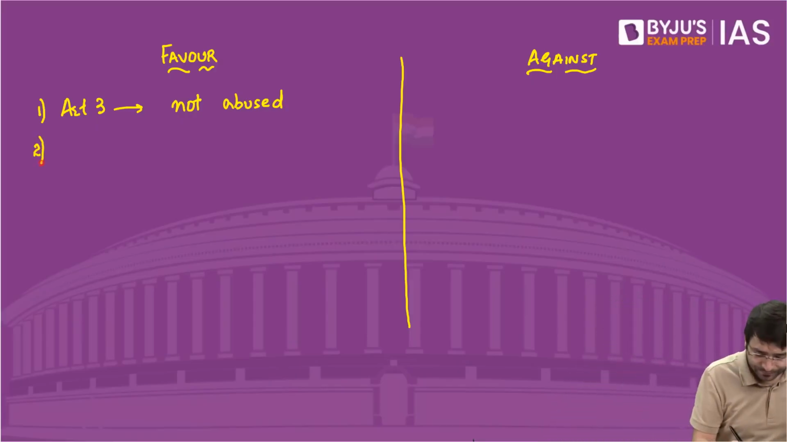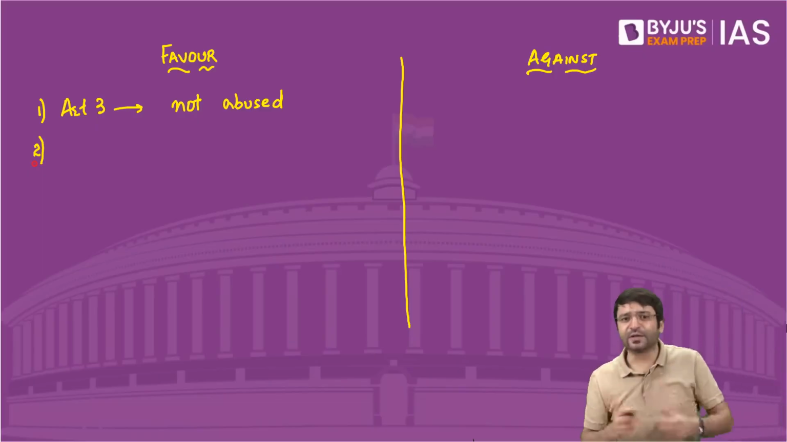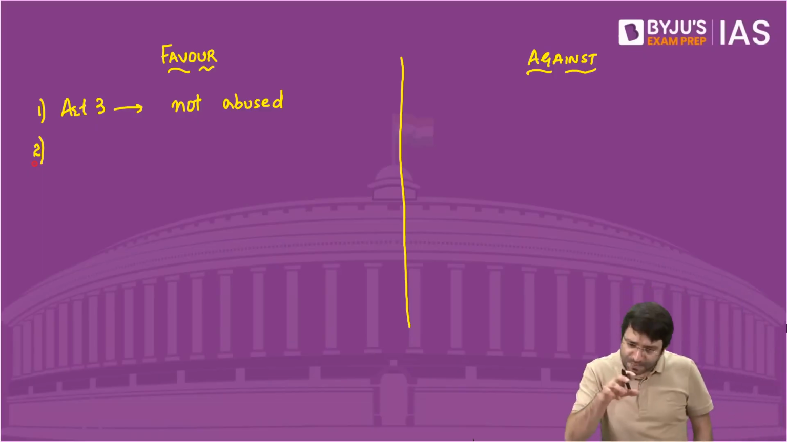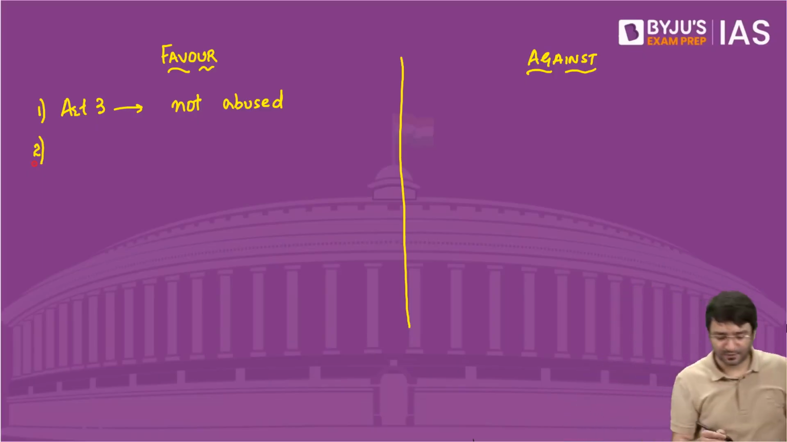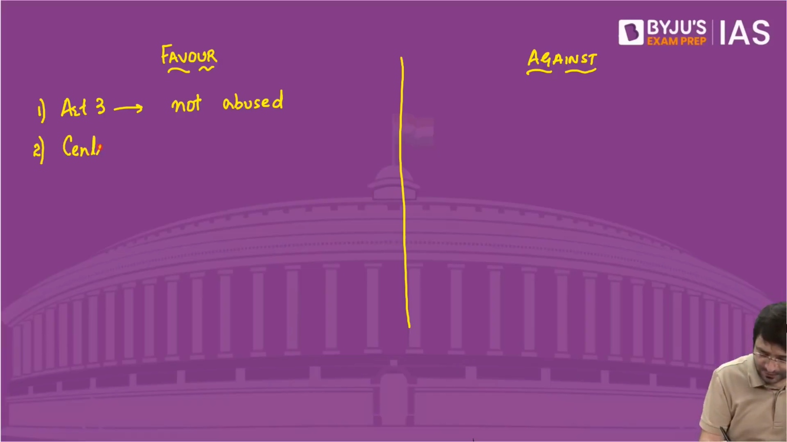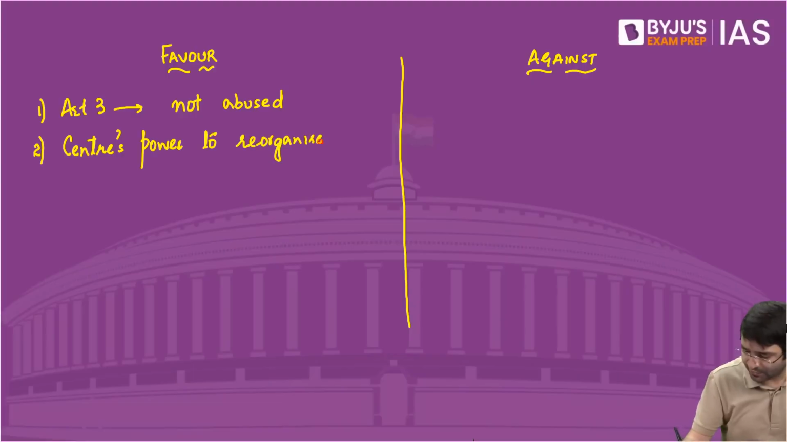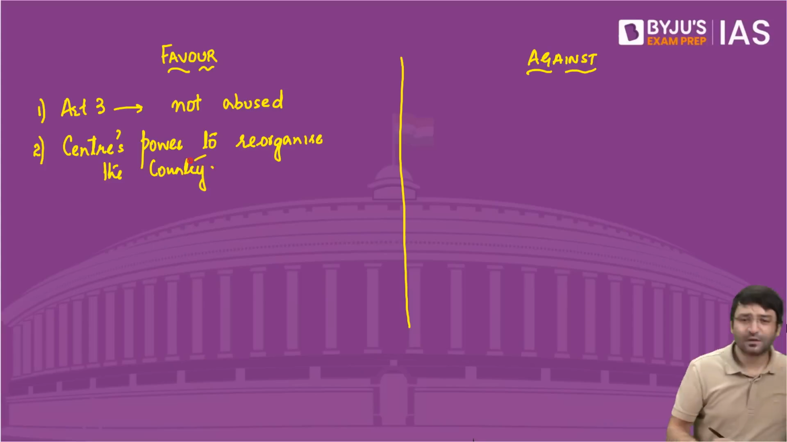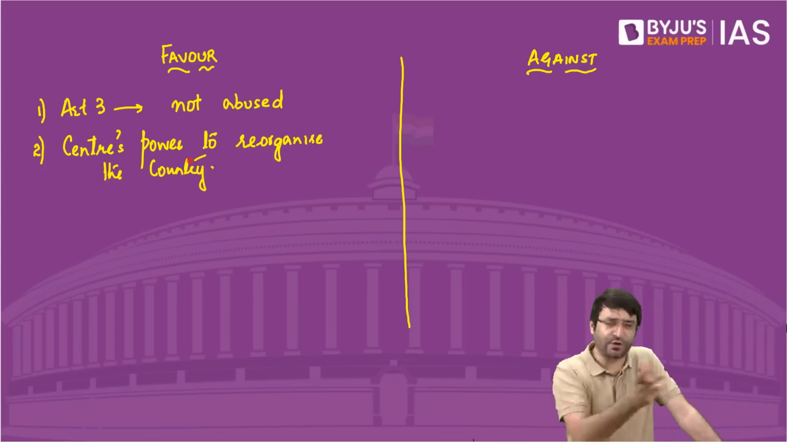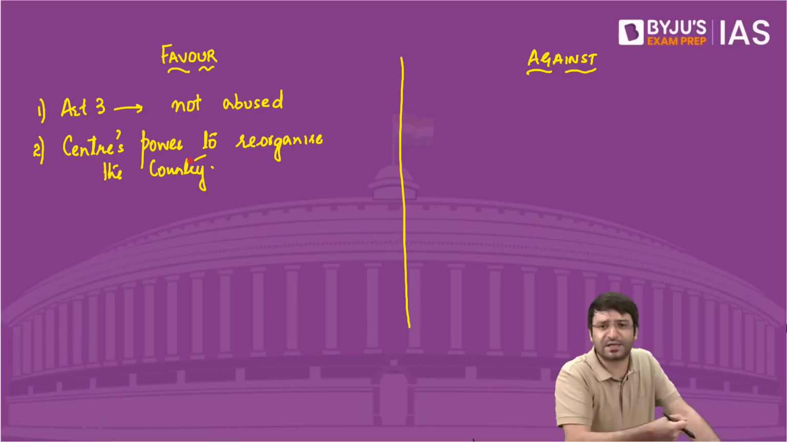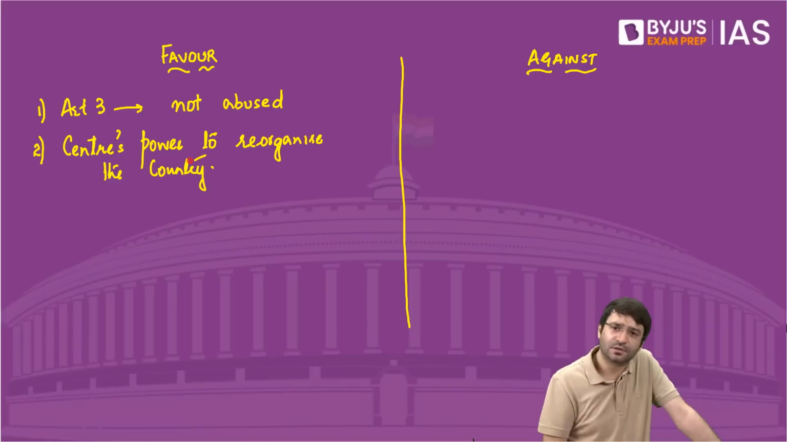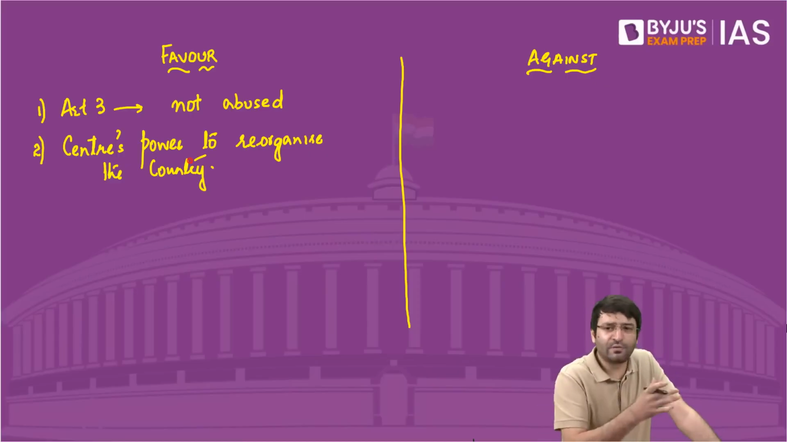Second, in Indian federalism, who has the power to reorganize the country? Center's power to reorganize the country. Parliament has the power under Article 3 to reorganize the country. Parliament exercised its power under Article 3. Problem solved. So what is wrong with this?